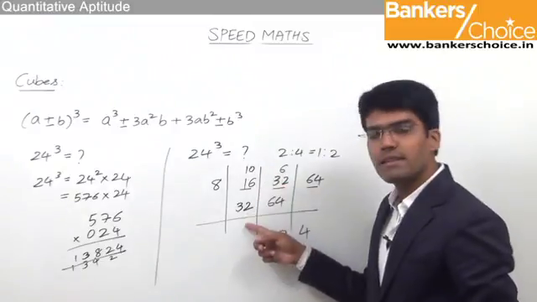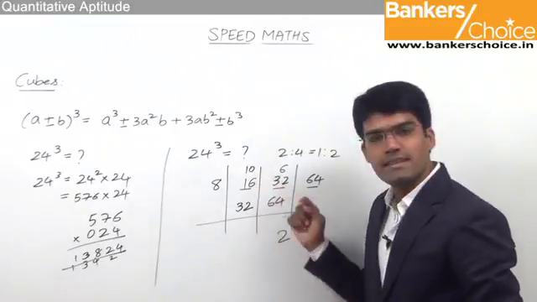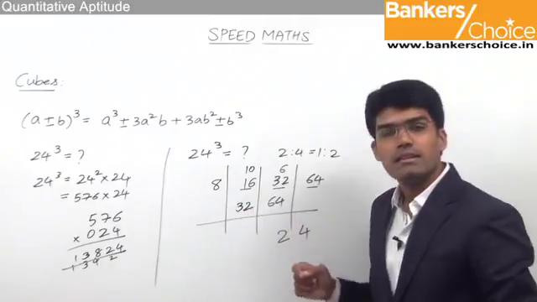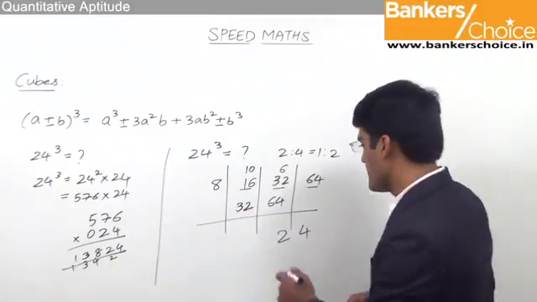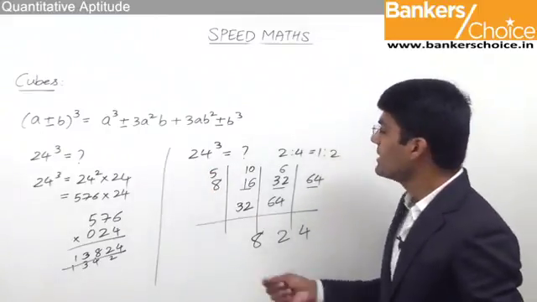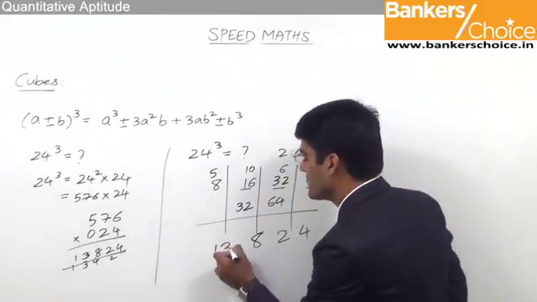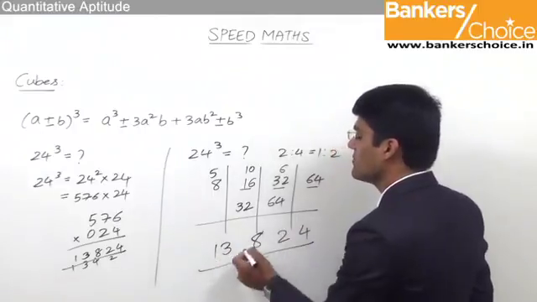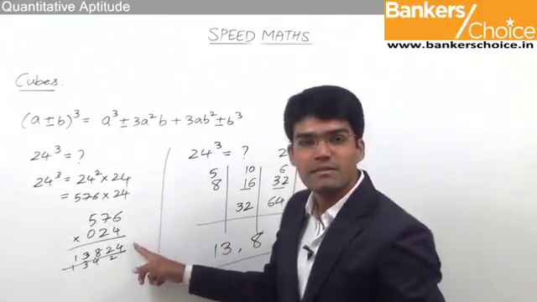Again, we have to add these three numbers in the third column. So 10 and 16 is 26, 26 and 32 is 58. So we take 8 in the answer and 5 gets carried forward. And the last step here is 5 plus 8, 13. So the final answer is 13824. That is as we have obtained in the previous case.